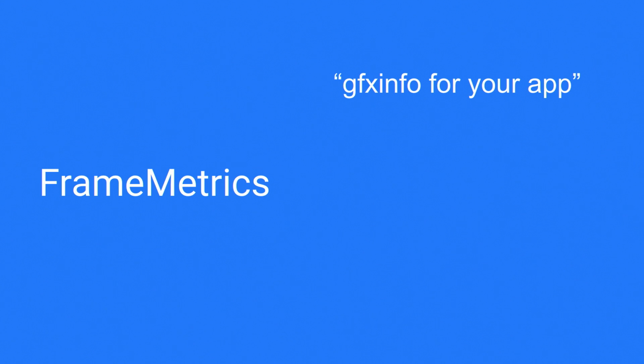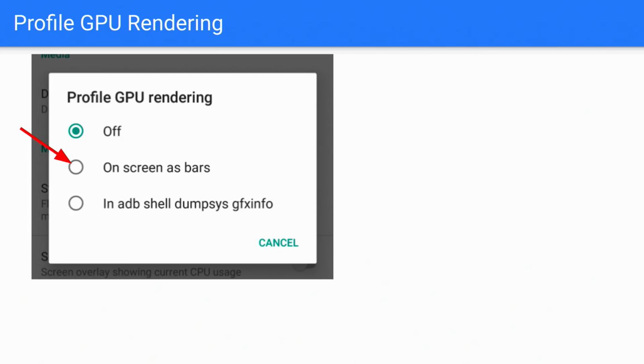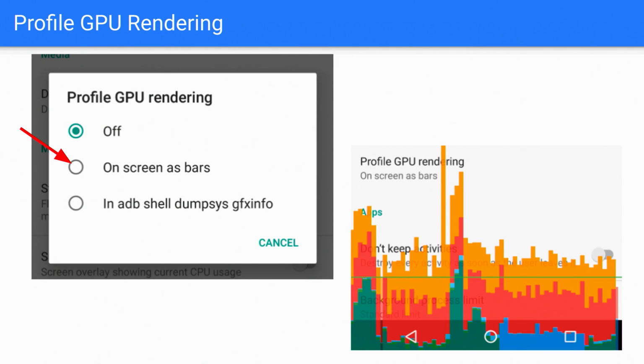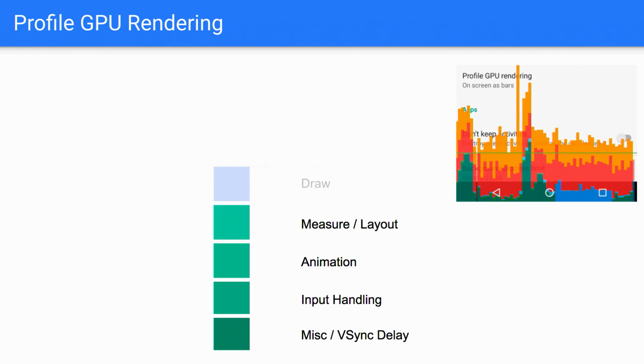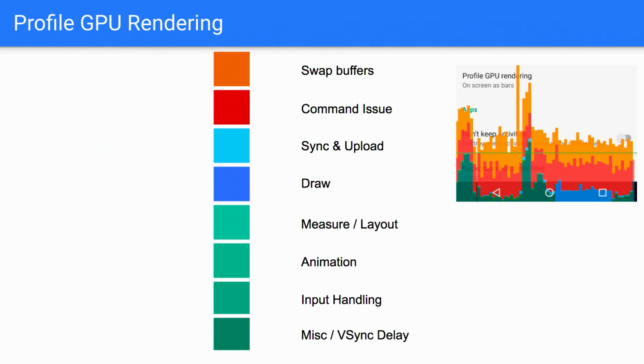You can think of frame metrics as gfxinfo for your app. So we saw gfxinfo before and the information that it can give you on the command line, and you can get that same information on the app side as well. So we saw it here, you enable that, you see the bars. Well, those bars are actually, let's go over this. The ones that you really care about, that you can do something about, are all the green and blue ones there.